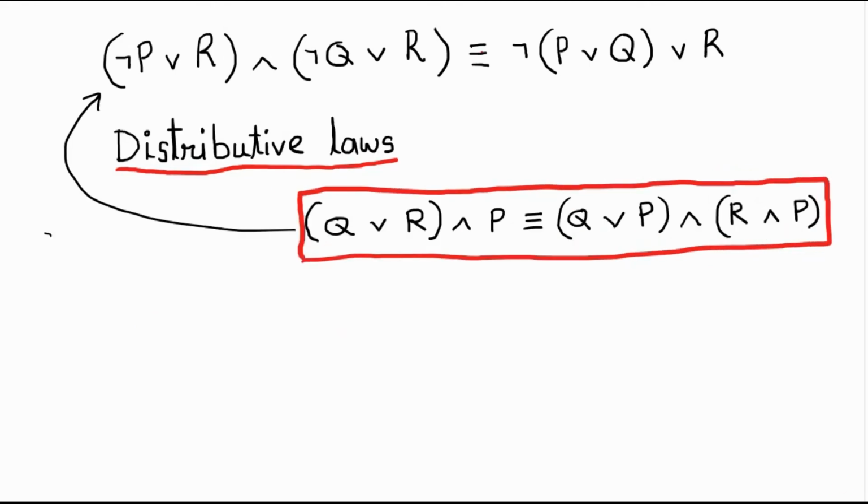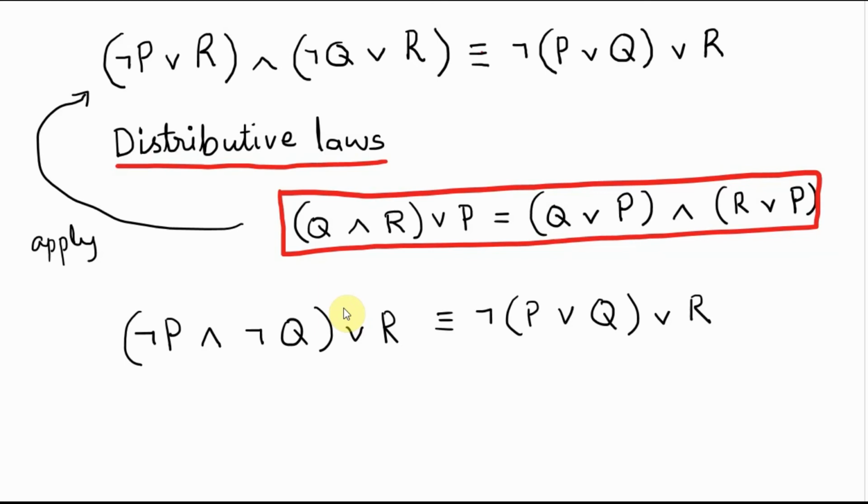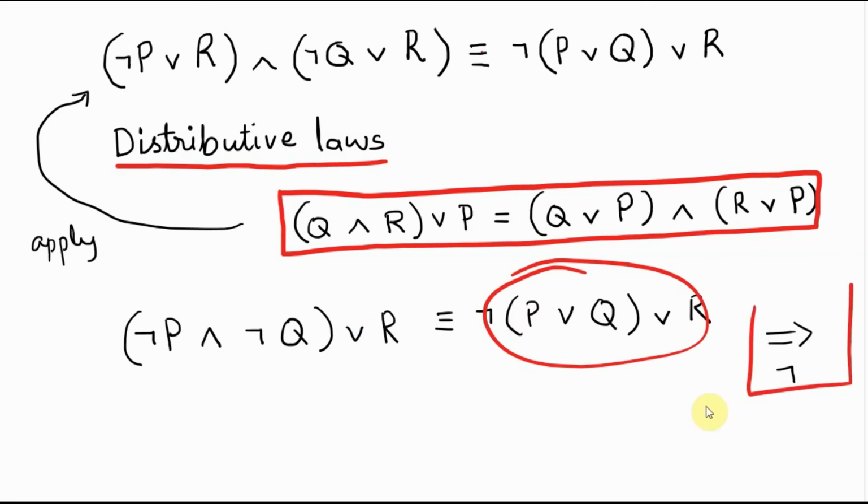Applying the distributive law to the left-hand compound proposition, we get not P and not Q, or R, which is equivalent to not P or Q, or R. Now simplify the right-hand side proposition because the equivalence is still not the same. Note that implication and negation are higher precedence operators, meaning they rank higher in the list of logical operators. So we must always simplify them first.